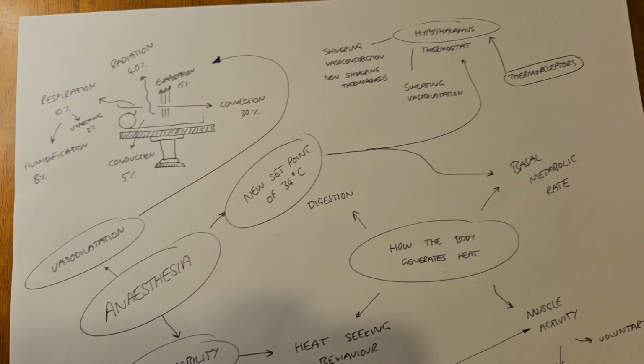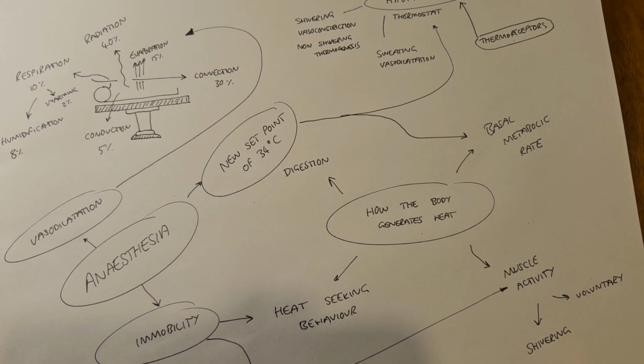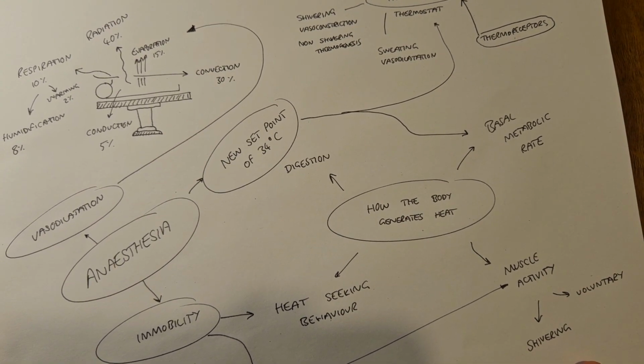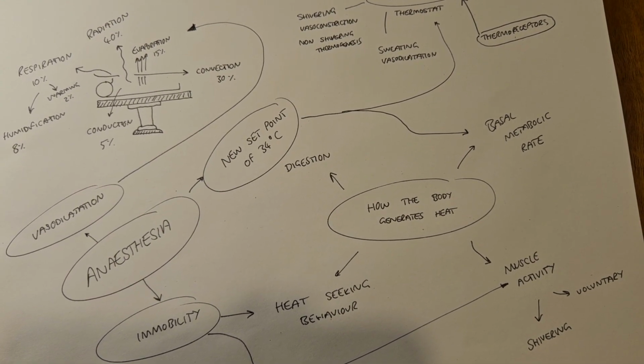So for those exam questions where you're asked why do anaesthetized patients lose heat so quickly, your answers are: 1, you've reset the hypothalamic set point to 34 degrees Celsius. 2, you've immobilized your patient, so they're not generating heat through their respiratory or skeletal muscles, and they cannot perform heat-seeking behaviors. And 3, you've artificially vasodilated your patient, so that encourages heat loss from the body. And all of these work together very, very quickly to mean your patient's temperature will drop very rapidly in theatre unless you do something to warm them up.